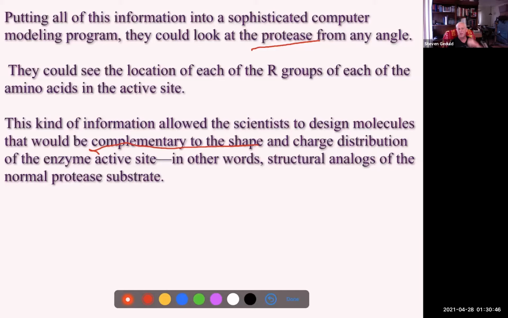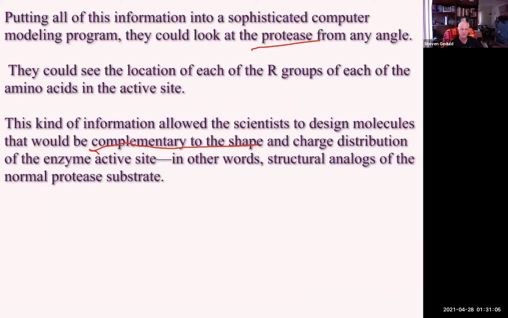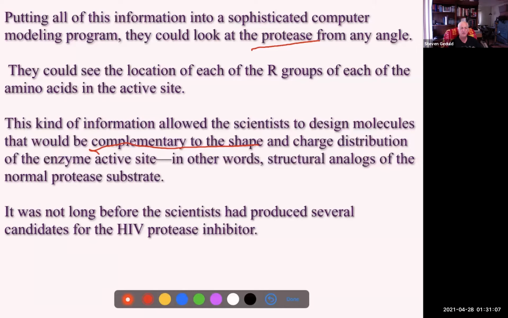So they took the protease, they found the active site, and they mapped out the shape it's going to be, because they knew the R groups and the amino acid sequence. Now they could find something that's going to complement that shape exactly. It was not long before the scientists produced several candidates for the HIV protease inhibitor.